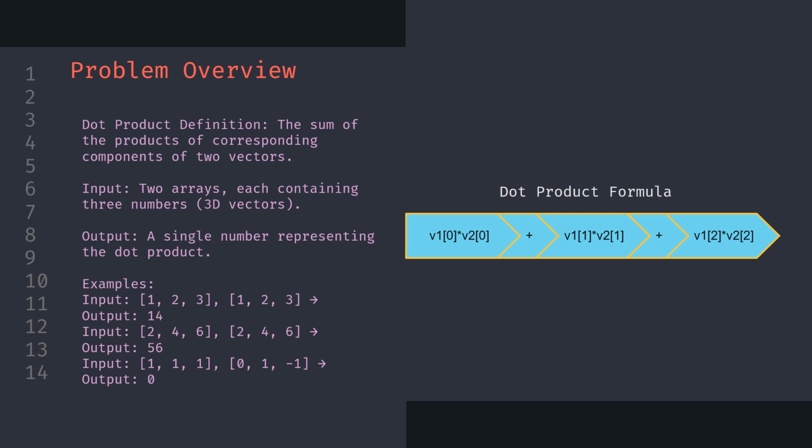For the array [1, 1, 1] and the second array [0, 1, -1], the dot product is 1 times 0 plus 1 times 1 plus 1 times negative 1, which is equal to 0.